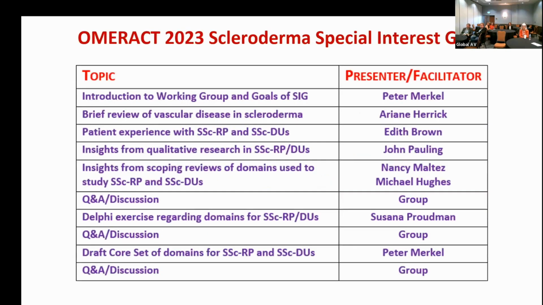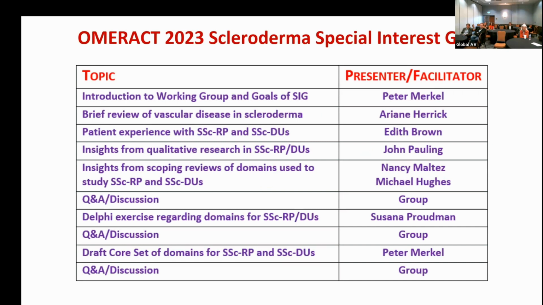I'm going to give a brief intro to what we're doing. Dr. Herrick is going to give a brief overview of vascular disease in scleroderma. Dr. Christopher Stein is going to also do something because she's preparing, apparently. But we're going to hear from Edith Brown, one of our wonderful patient research partners, about her experience with these problems, unfortunately. We're going to hear about the qualitative research we've done from Dr. John Pauling. We're going to hear about our scoping reviews from Nancy Maltese, but unfortunately, Mike Hughes is not well and not able to join us.